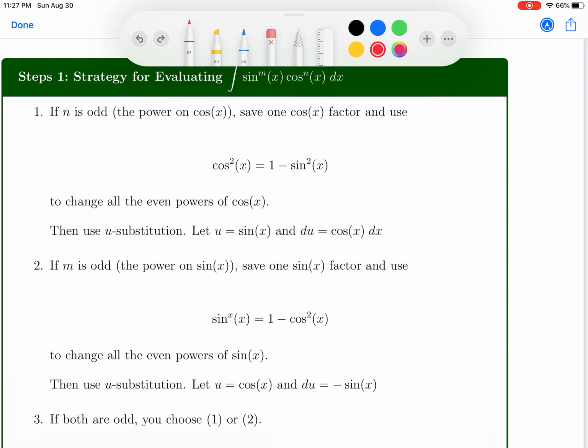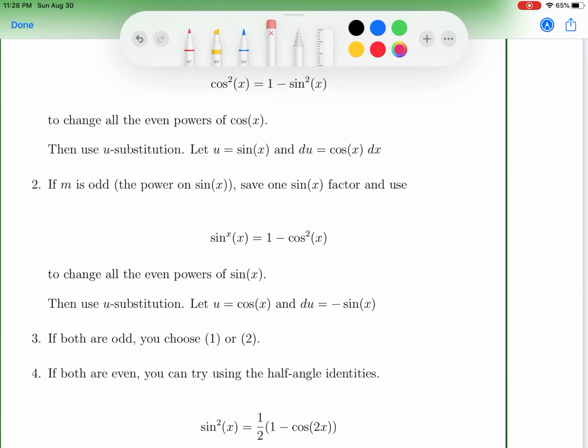Okay, so what you'll do is you'll use that identity to change all the even powers of cosine. So once again, if cosine is odd, strip off a cosine, rewrite your even powers of cosine that you have remaining left, and use this identity. Then do a u sub, and you're going to let u be equal to sine x. du is going to be, of course, cosine x. All right, so that is when the power of cosine is odd.